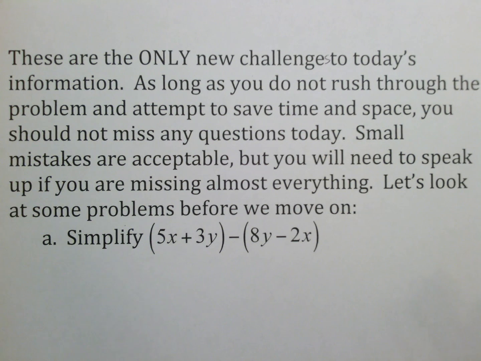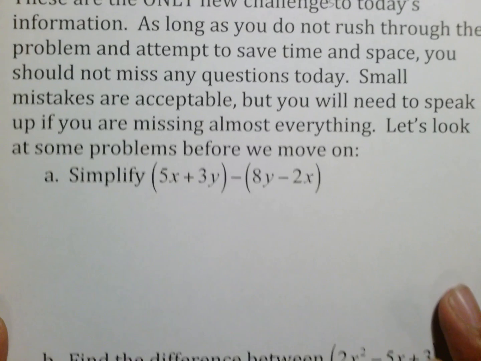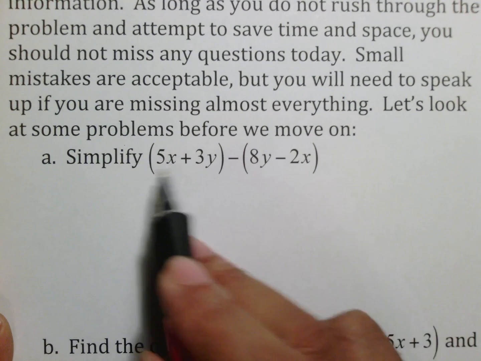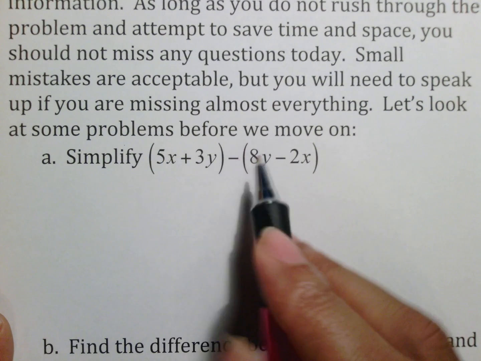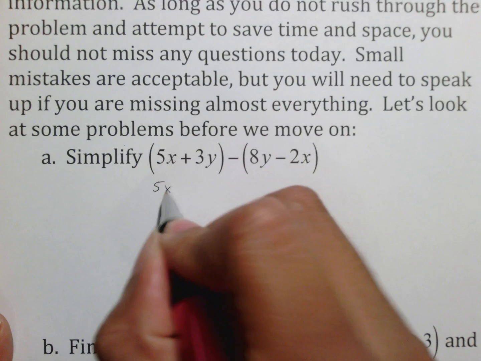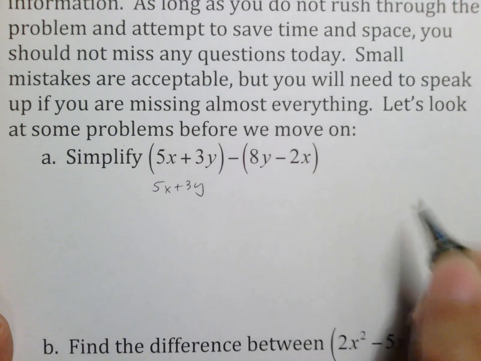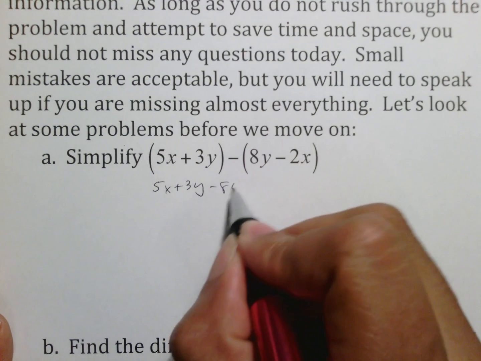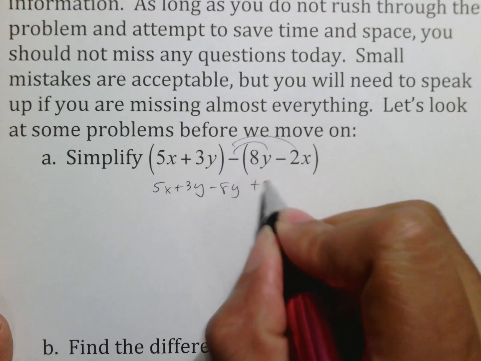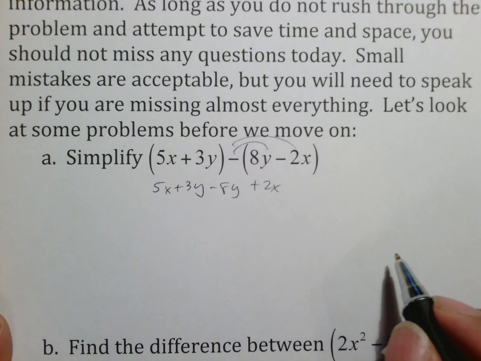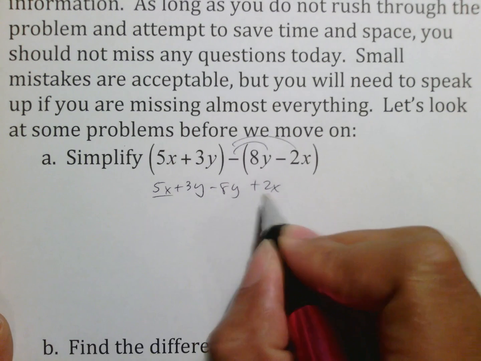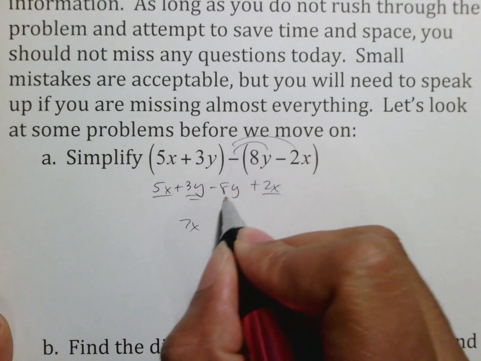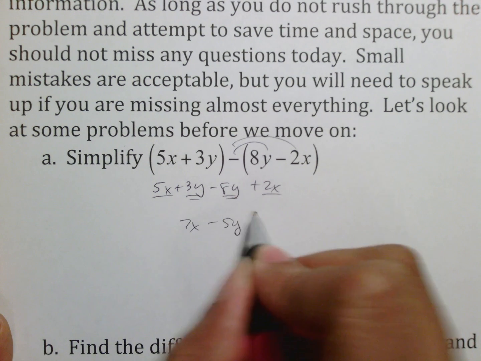Let's look at some questions today, because again, these really aren't that bad. Your rule is if there's a plus sign, we can ignore it, but with a minus, we want to rewrite it. So we'll simply rewrite it as 5x plus 3y. We don't need parentheses there. Then we'll write minus 8y and plus 2x. And again, we simply put like terms together. 5x and 2x make 7x. 3y minus 8y make minus 5y.